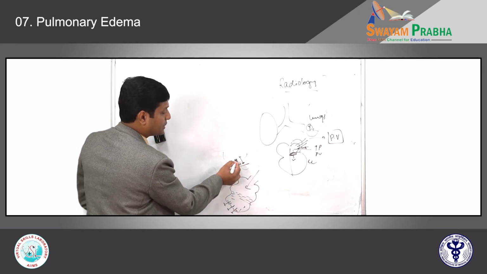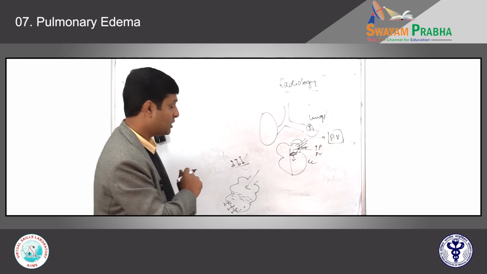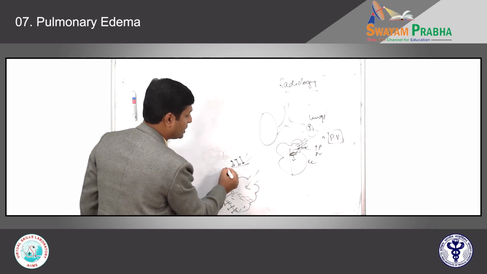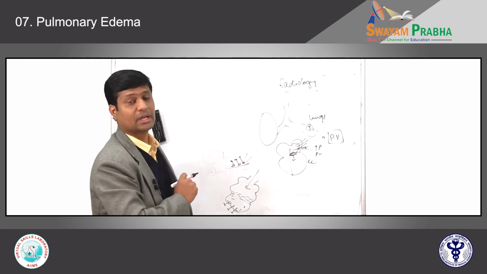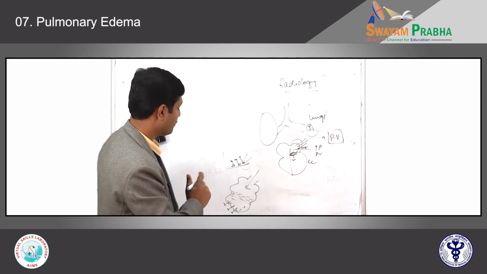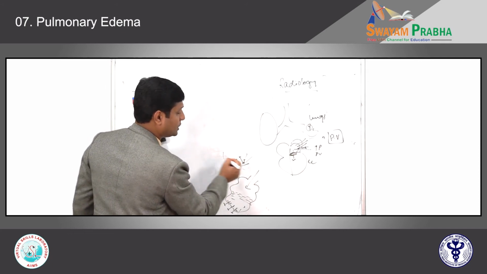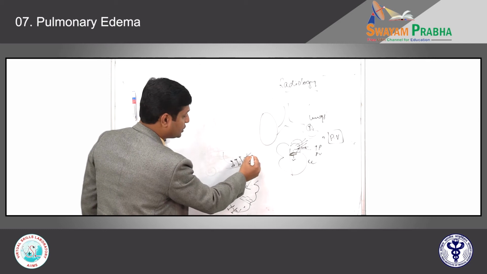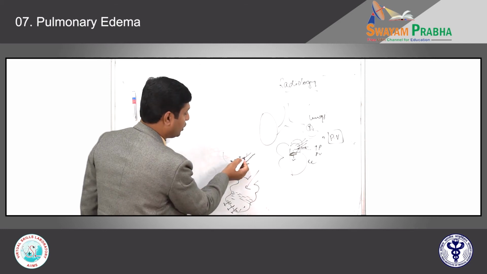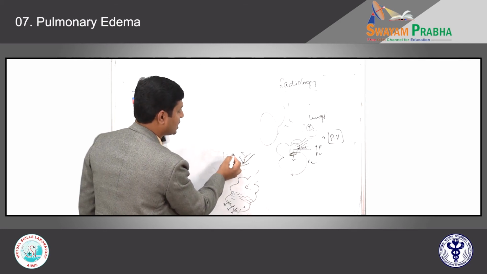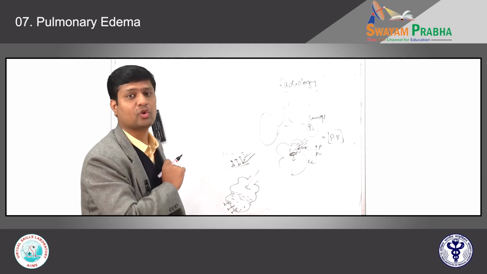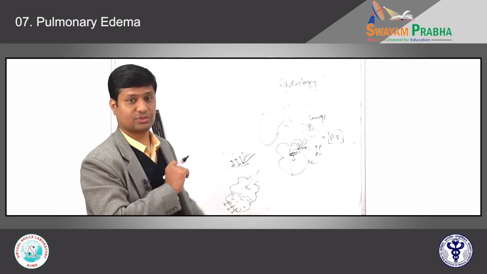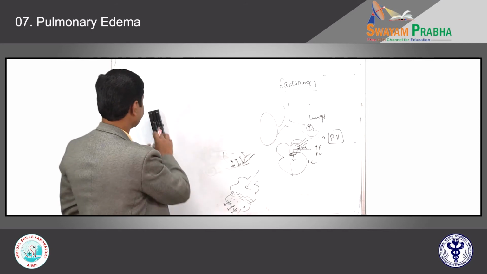Before fluid enters into the alveolar lumen, first it always enters into the interstitium, because capillaries are present in the interstitium. First fluid will come into the interstitium, hence the interstitium will become prominent. Later on, from the interstitium it starts accumulating into the alveolar lumen. Okay, this is the pathophysiology of pulmonary edema.